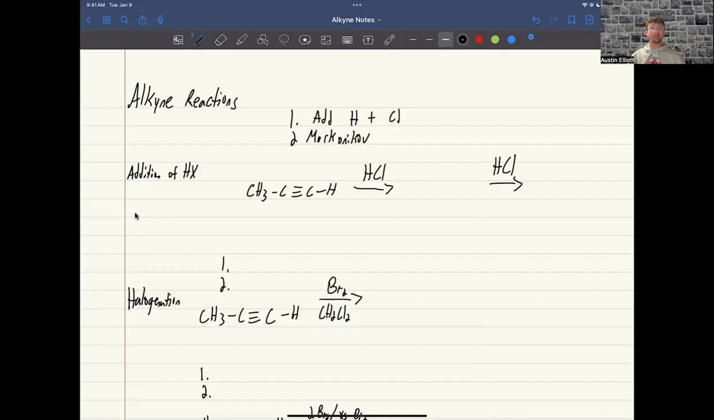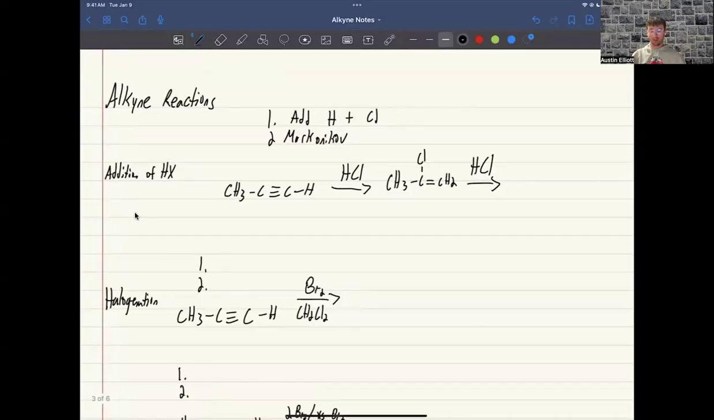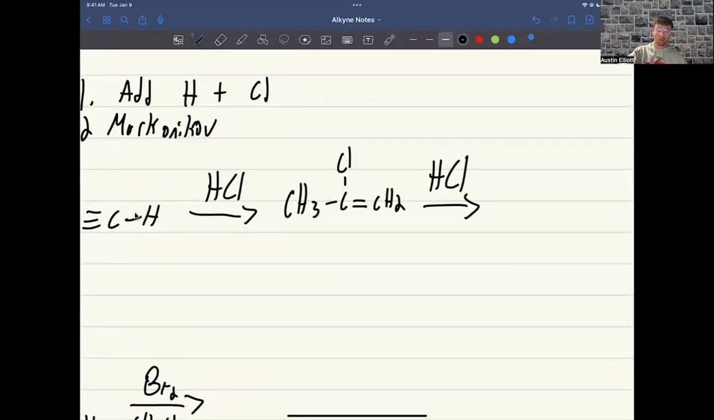A little refresher, Markovnikov just means adding to the more substituted carbon. So in this case, it's going to add right here, just like that. And if you want, you can leave hydrogens like that or draw them out kind of at an angle like that.